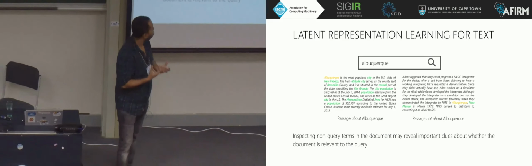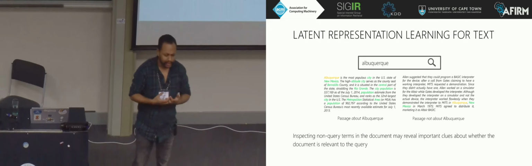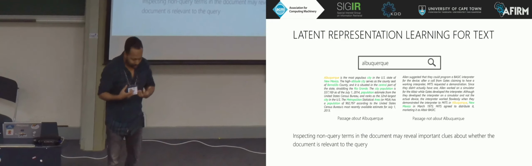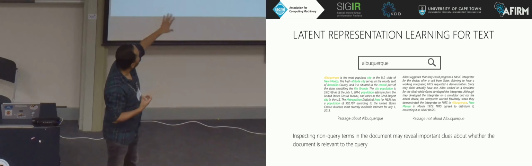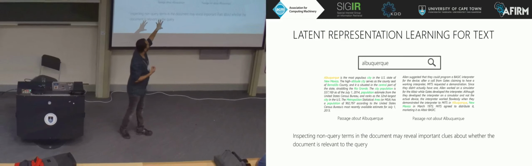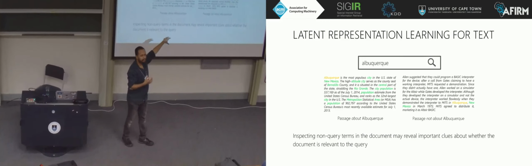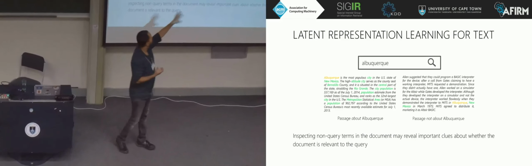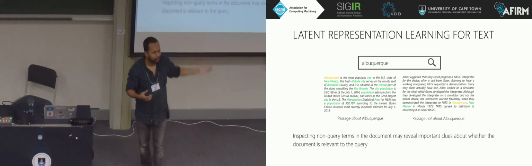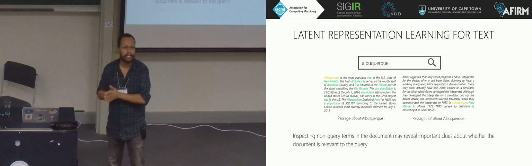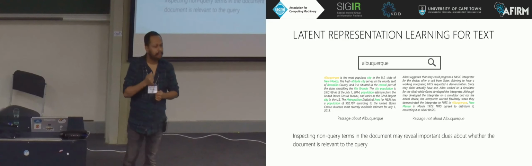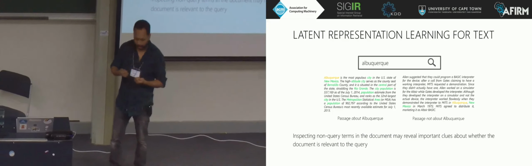And this is effectively one of the motivations for thinking about learning text representation: if you are able to learn a good latent representation of what this passage is about, then you would know that this passage is probably more relevant for a query about a city than that passage that seems to be on a tech topic, right? So a lot of the deep learning work is focusing on garnering evidence of relevance by looking at non-query terms in the document.